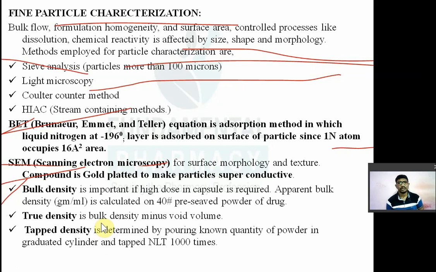We have seen it, and tap density means it is determined by pouring a known quantity of powder in a graduated cylinder and there is tapping of that. Okay? Tapping not less than 1000 taps. तो ये याद रखो, इसके ऊपर भी क्वेश्चन.